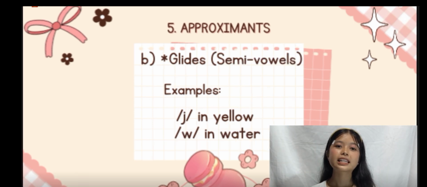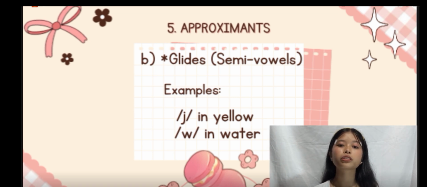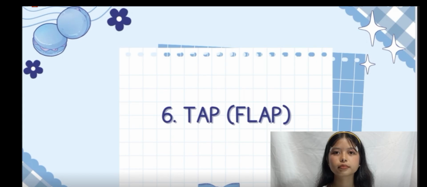So the second one is glides or semivowels. Continuous movement between articulatory positions. For example, y in yellow, w in water.